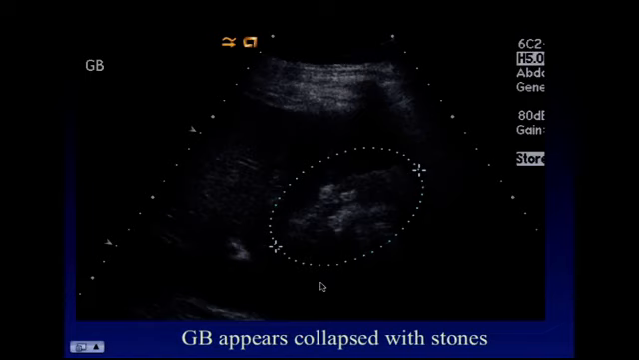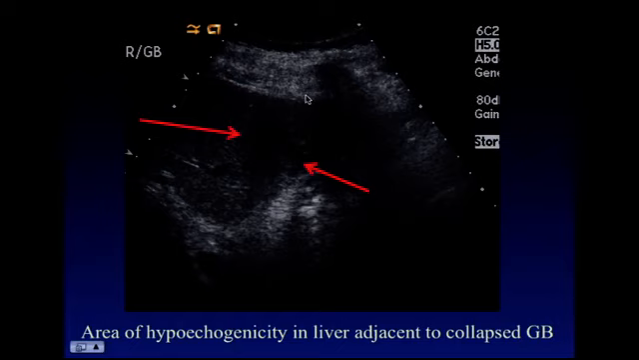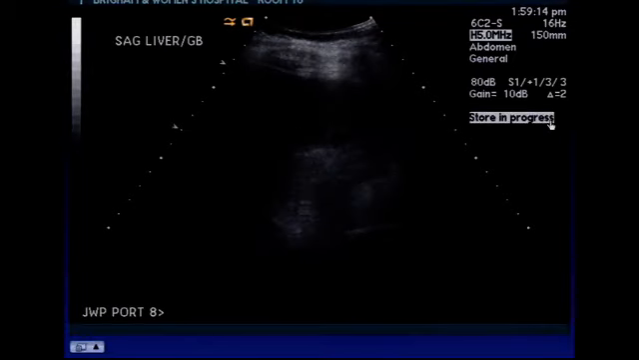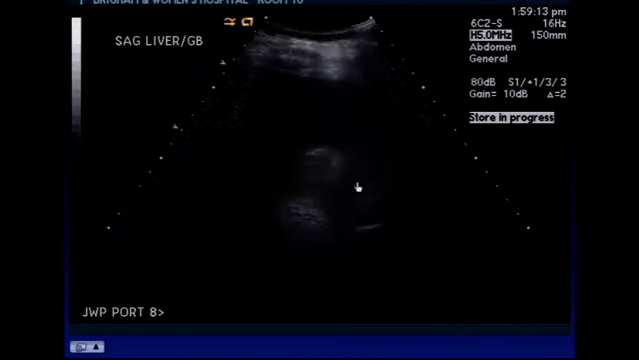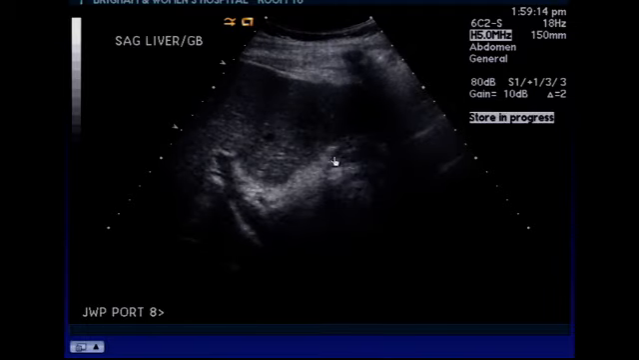Well, at the time of his symptoms, when we tried to find the gallbladder, it appeared to be completely collapsed. And here we've sort of drawn it out for you. Maybe there were still a few stones there. But when we looked just adjacent to it, we saw this unusual area of hypoechogenicity right next to the gallbladder. And then it's a little bit easier to see when we look at this clip. We can see this hypoechoic focus and then the gallbladder that's completely collapsed right next to it.